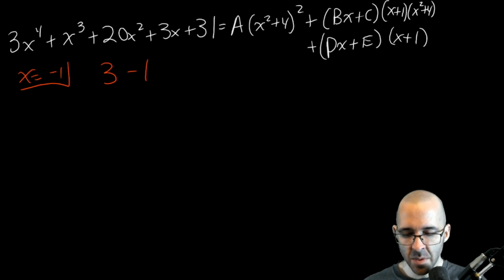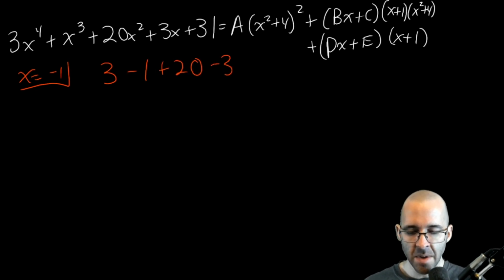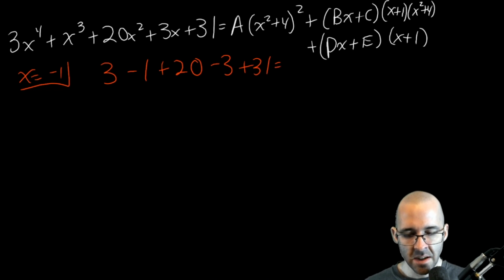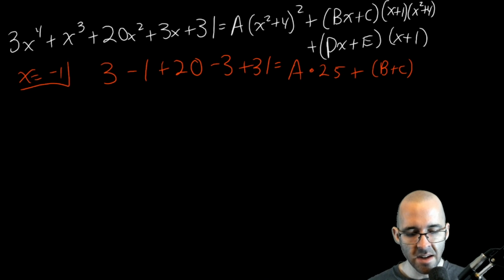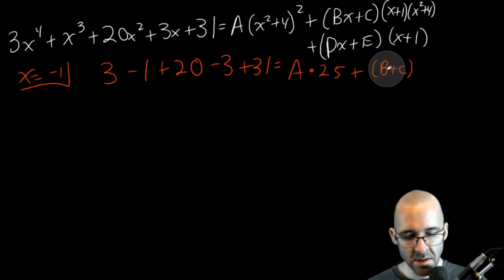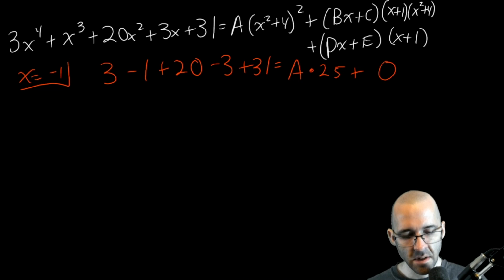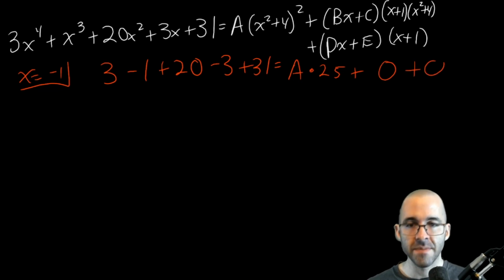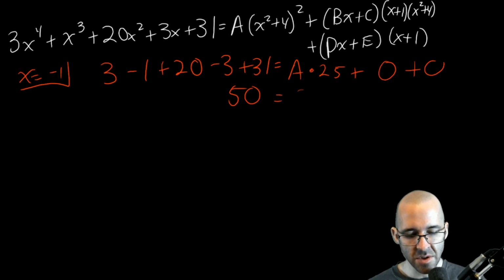3 minus 1 plus 20 minus 3 plus 31 equals a times 1 plus 4 is 5 squared. Plus b plus c times, oh, that's just a big 0. And the next one, 0, too. Great. 3 minus 1 is 2, plus 20 is 22, minus 3 is 19. We get 50 equals 25a. So a must equal 2.